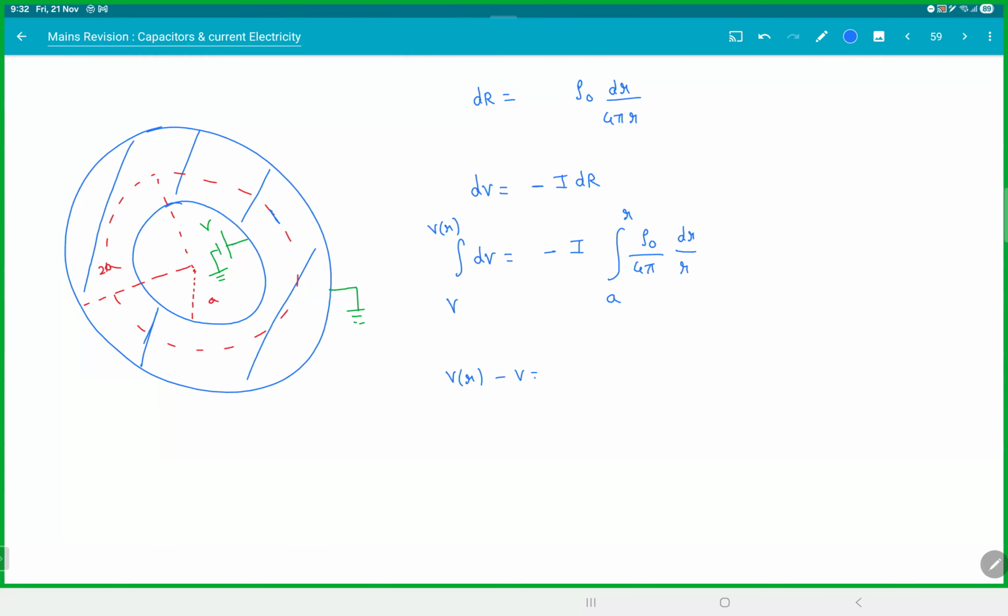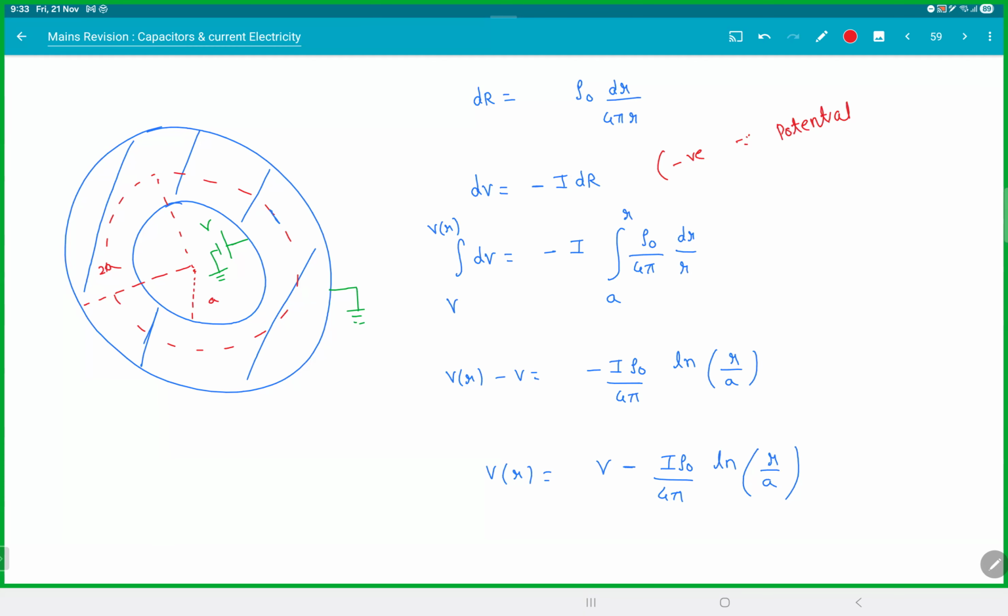V of R minus V is equal to minus I rho naught by 4 pi, that will be ln R by A. So potential as a function of R will be V minus I rho naught by 4 pi ln R by A. This is the potential with the distance R. Clear with this? I hope you're getting why we take the minus sign. Negative since potential drops.